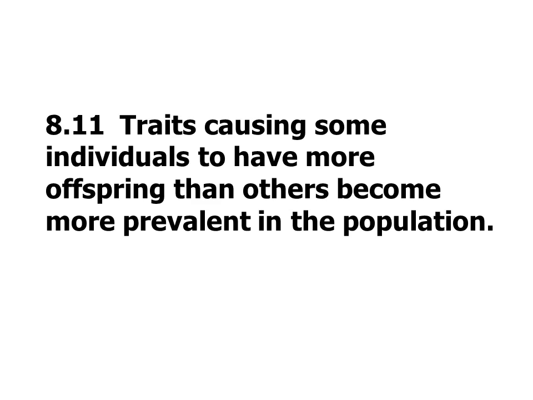Traits causing some individuals to have more offspring than others become more prevalent in the population. This is kind of where the survival of the fittest comes in. I don't really love that way of putting it, but you've probably heard that. Taken literally, survival of the fittest seems to be circular. Those organisms that survive must be the fittest, if being fit is defined as the ability to survive.